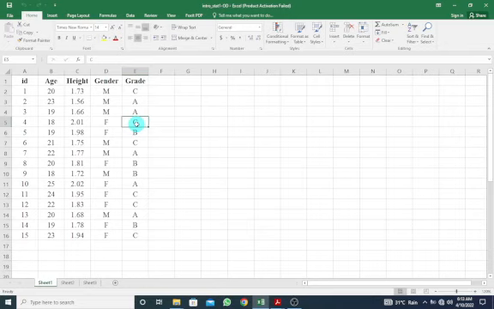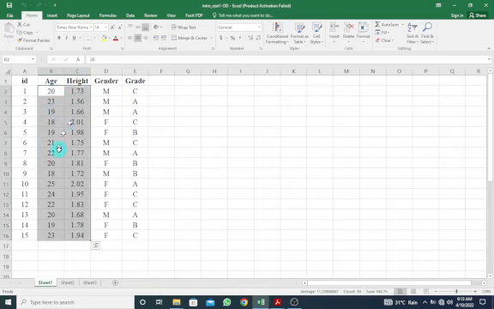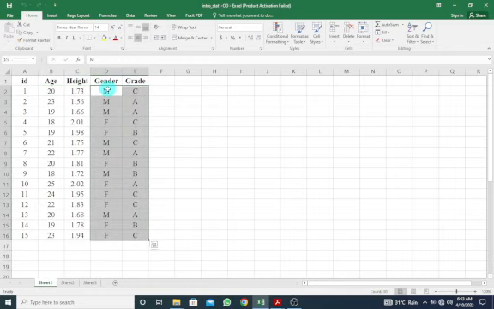Now, if you take a close look at these variables that we have, you can see that some are numeric, like the first two variables. These are numeric, and the last two variables are non-numeric, right? So this leads us to the two types of variables in statistics. In statistics, we have the quantitative variables and we have the qualitative variables.